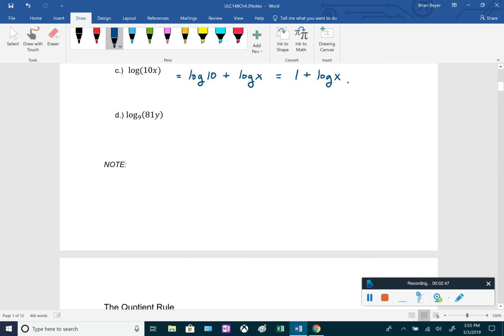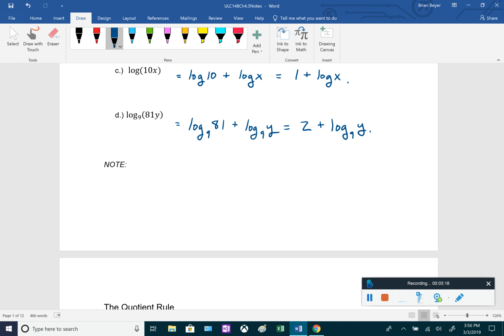Next one, we have log base 9 of 81y. 81 is being multiplied by the y, so that's log base 9 of 81 plus log base 9 of y. Log base 9 of 81, we can actually evaluate that. That's saying 9 raised to what power is 81, so that's going to be 2. So 2 plus log base 9 of y is going to be our answer.